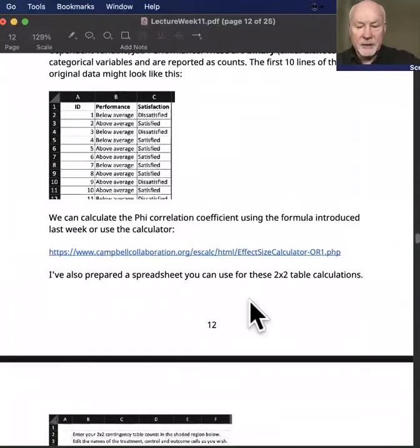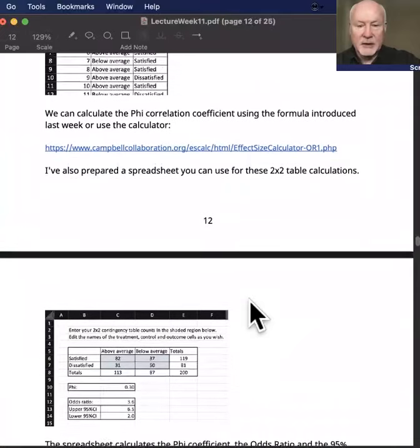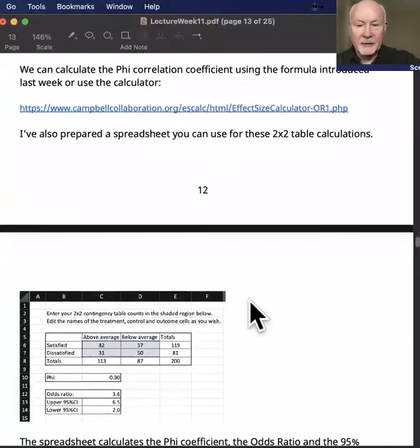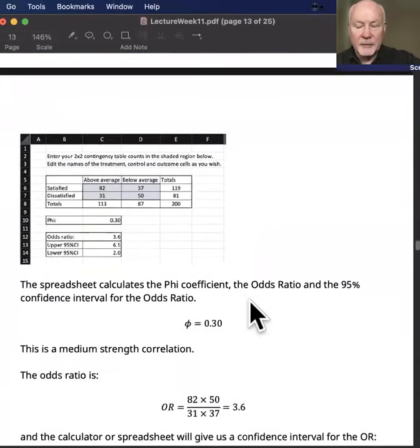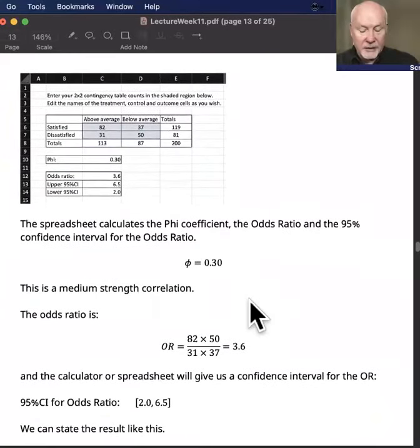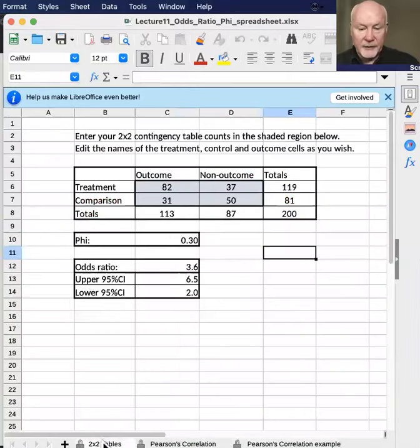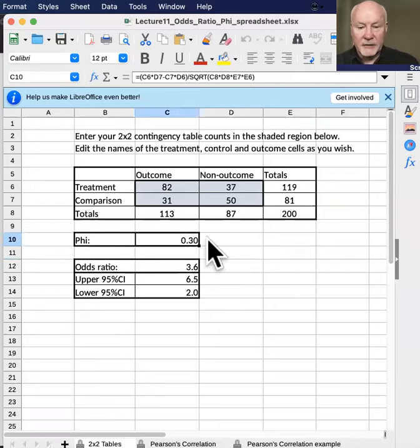We have already looked at this, but let me just remind you, we can calculate something called the phi correlation coefficient. And last week I gave you a link to an online calculator you can use for that. I've also this week prepared a spreadsheet that you can use to do those calculations, and I've done a separate video on that explaining how it works. But what it calculates is the phi coefficient, and it calculates the odds ratio, and most importantly it calculates a 95% confidence interval for the odds ratio.